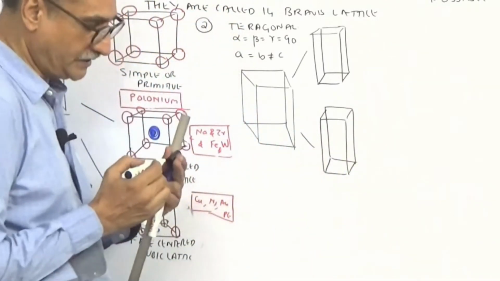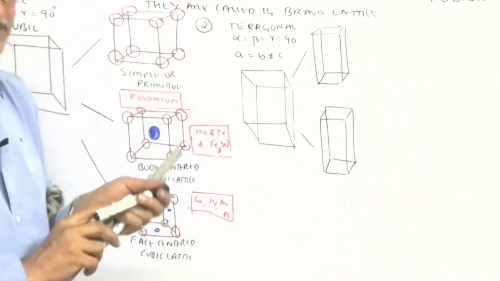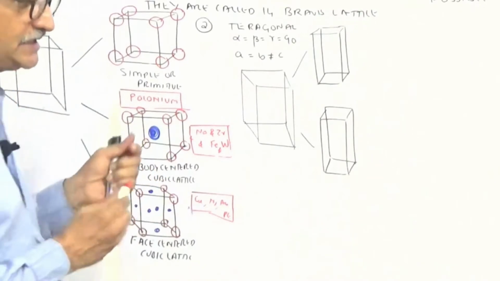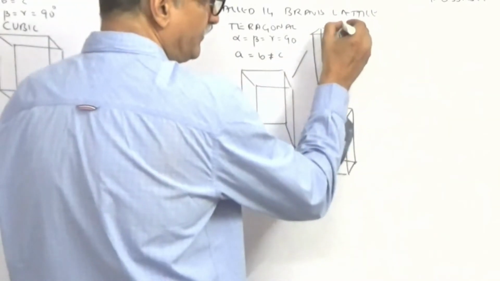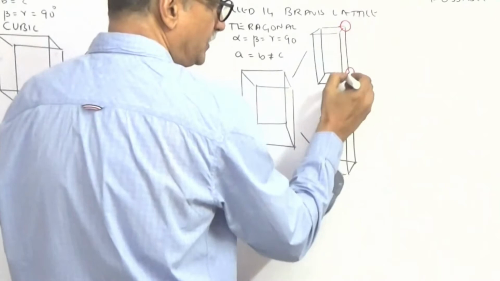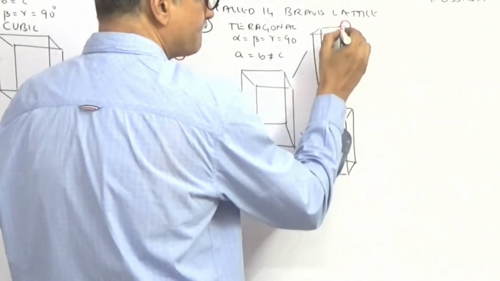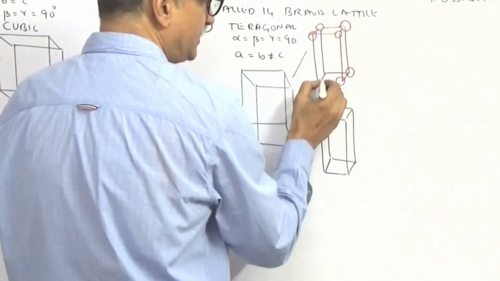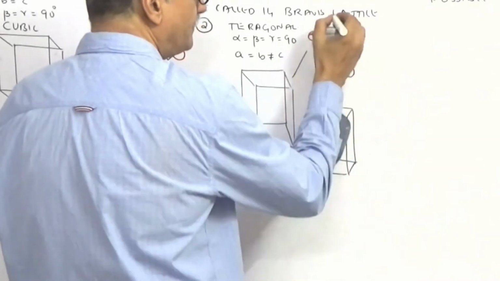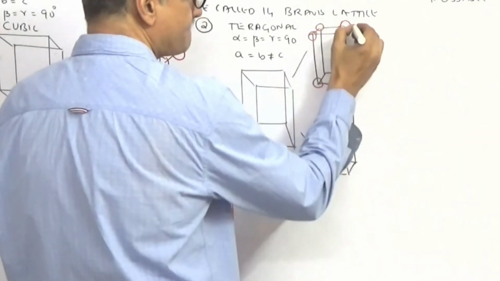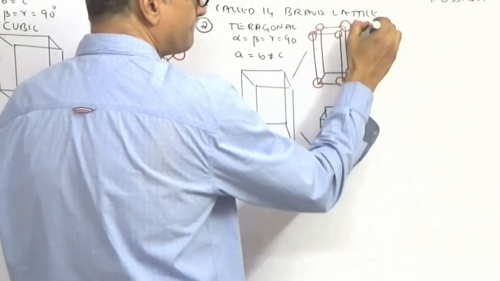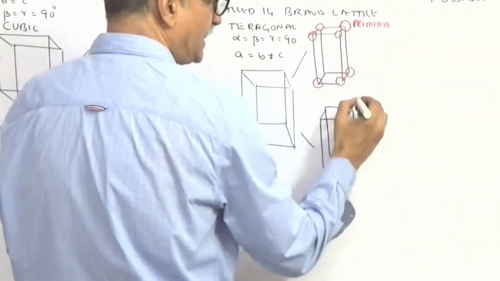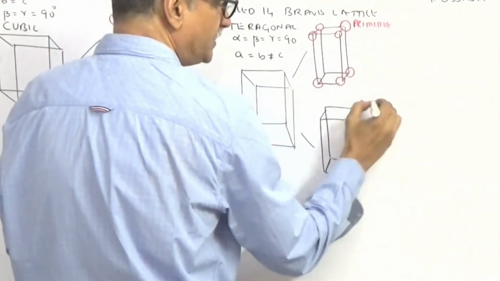So in case of tetragonal, we have only 2 Bravais lattices. So what are the lattice points that we have? We have primitive, that means only corner. And we have BCC, body centered.